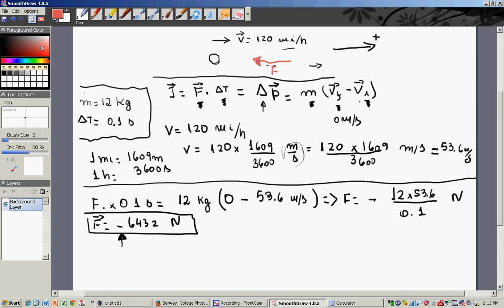And the magnitude of this force is equal to over 6,400 newtons. Now, can a person do that? Can a person be able to do that? So just a matter of comparison.